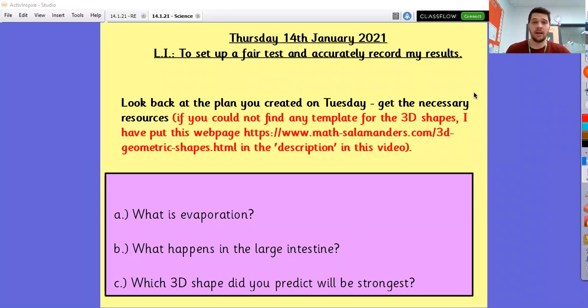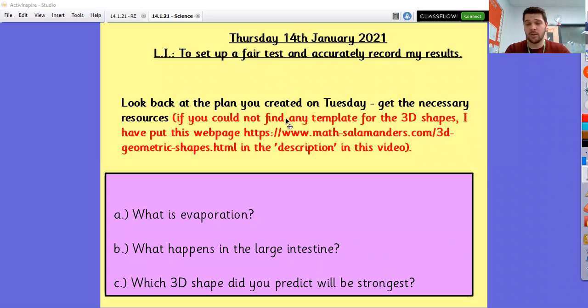You will need to record a couple of little bits just to make sure we're keeping track of our testing. And then as a challenge X, you can maybe convert that into a bar chart. But as a whole, the lesson is practical. It's based on the investigation that you planned on Tuesday. So look back at that plan and first of all, get any resources that you need.